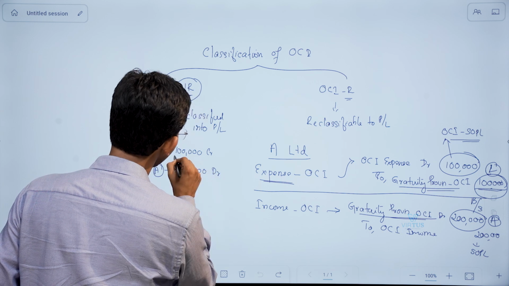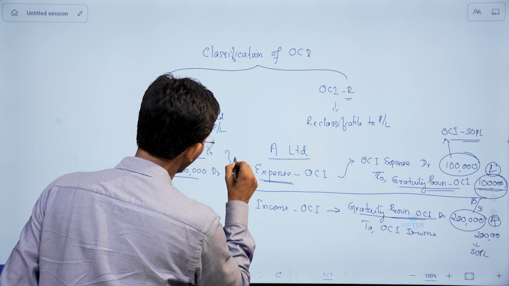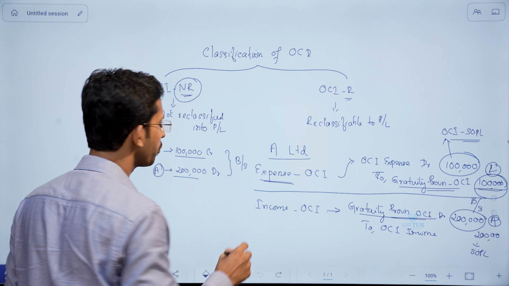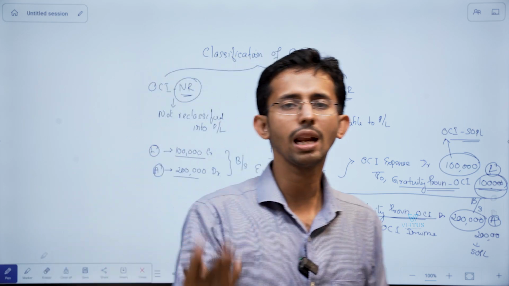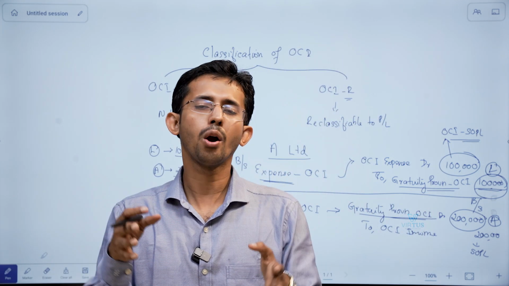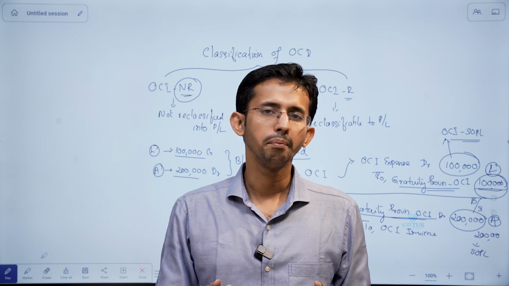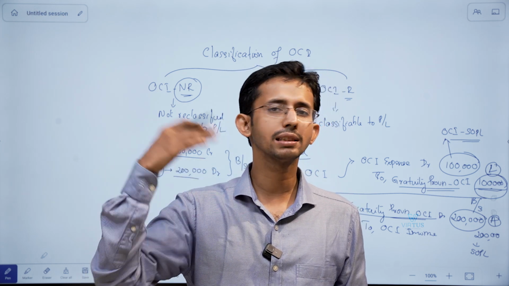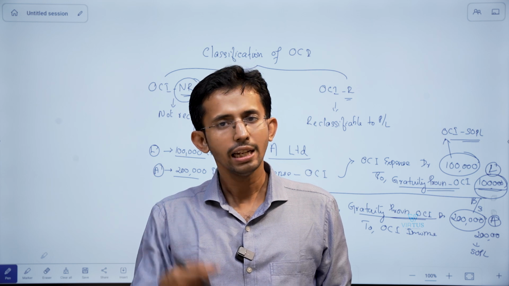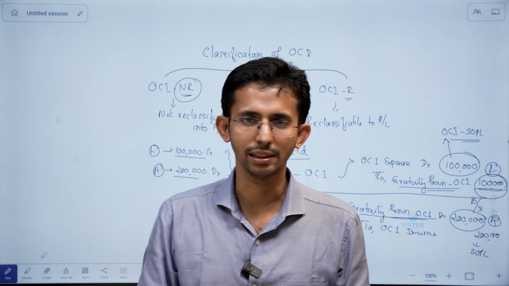Okay, these two things are outstanding in your balance sheet. Now these things have to be de-recognized, whether it is an asset or liability. Any asset or liability cannot be there in your balance sheet forever. At some point of time, maybe after 2 years, 3 years, 5 years, 10 years, whatever be the case, it will get de-recognized from the balance sheet.